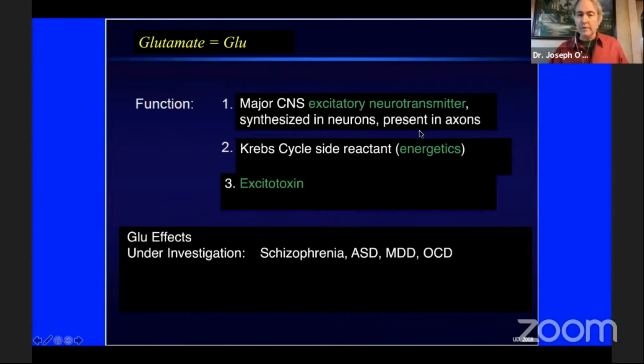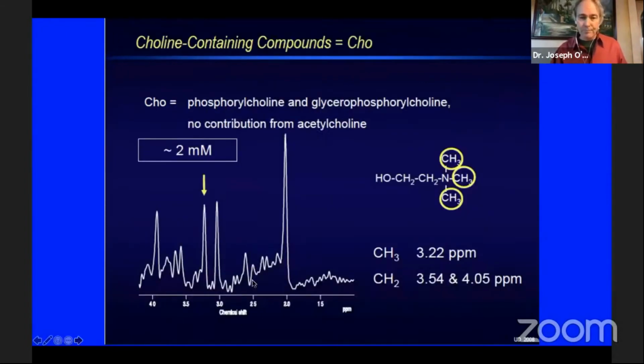It's synthesized in neurons, although it's also present not just in the pericardia of the neurons, but in the axons. It's also a side reactant for the Krebs cycle, so it's involved in cell energetics, and is well known as an excitotoxin. Glutamate effects are under investigation in several psychiatric conditions: schizophrenia, ASD, MDD, and OCD. We've looked at all of these conditions with MRS.